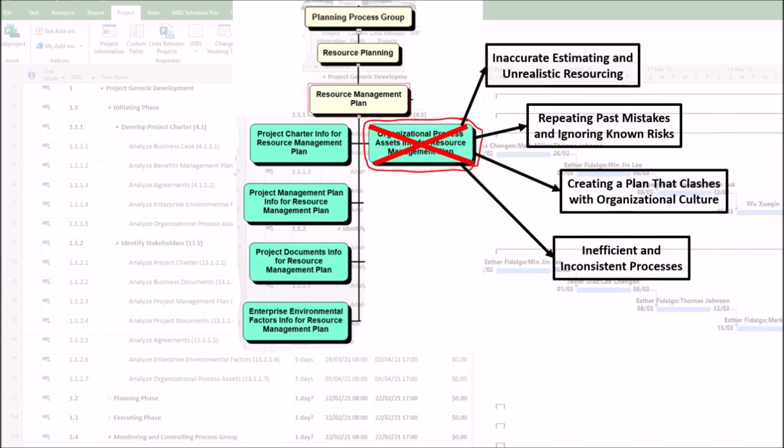Second, lack of standards. Without using standardized role descriptions, two projects might have the same job title with completely different responsibilities, causing confusion and misassignment of resources.